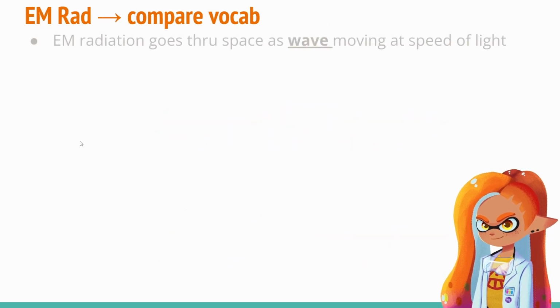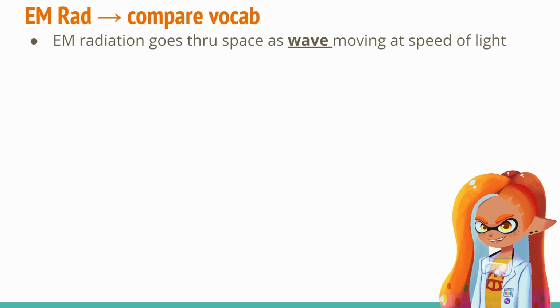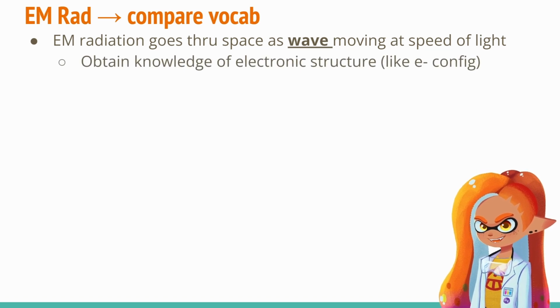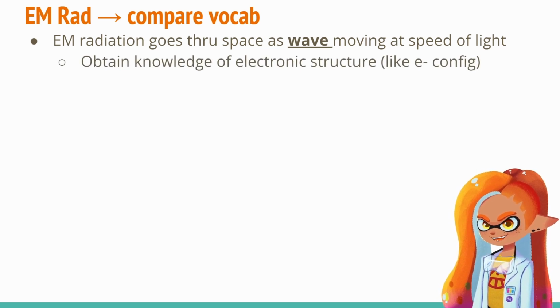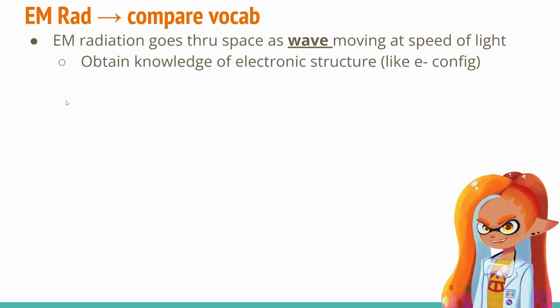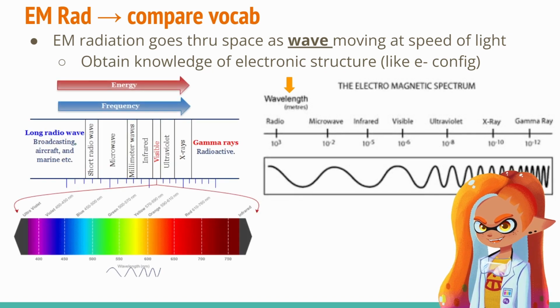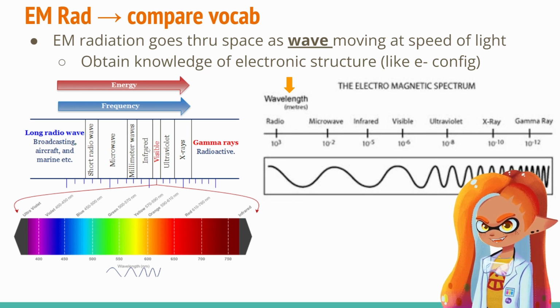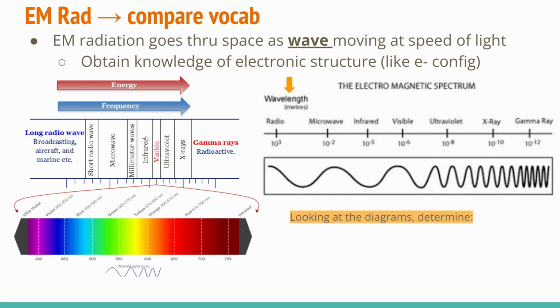Okay, so we have EM radiation, and the EM radiation goes through space as a wave, and again it is moving at the speed of light, which is constant c. And so we can use this information to get various things. For example, we can get electron configuration using EM radiation in order to figure out that sample's makeup. And here we have two diagrams, and these two diagrams show relationships between energy and frequency. What I want you to do right now is take a few moments to look through these diagrams. And then I want you to answer the following.